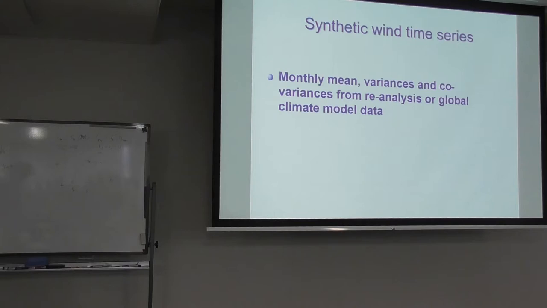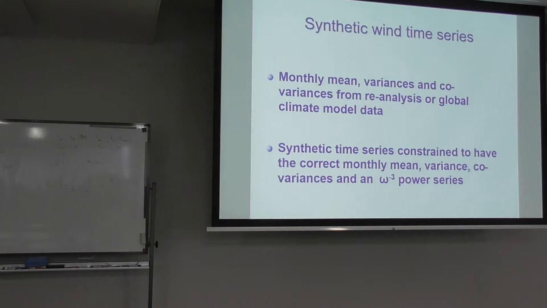And then we manufacture time series synthetically by using Fourier series of random phase, but which are constrained to exactly have the right monthly mean, that is the same as the climate model or the reanalysis, and the correct variances and covariances among these four components, and that obeys a frequency to the minus third power law, as quasi-geostrophic turbulence and observations show for synoptic scale. The reason we do this, rather than use the winds directly, is because we want to have a potentially infinite number of realizations of flows that have the same statistics as the actual flows from the reanalysis data set. So those winds are used to drive the track model and to provide the wind shear for the intensity model.